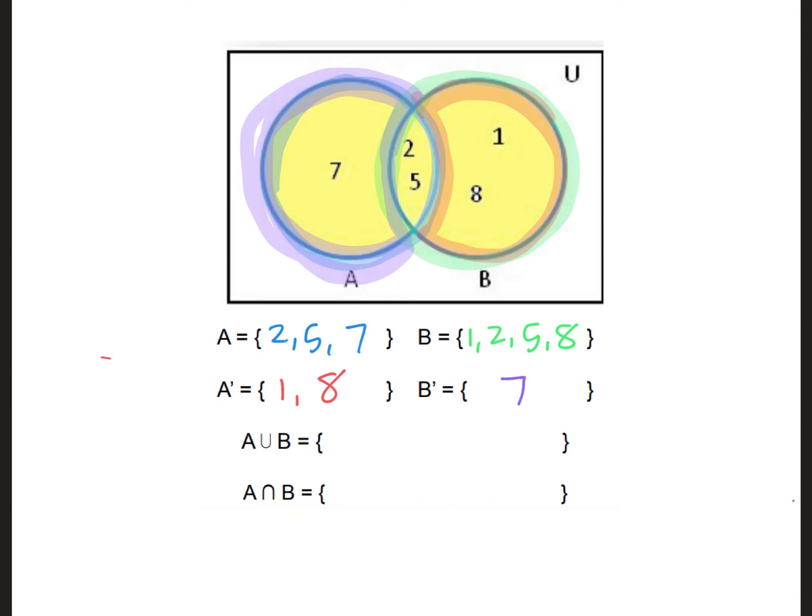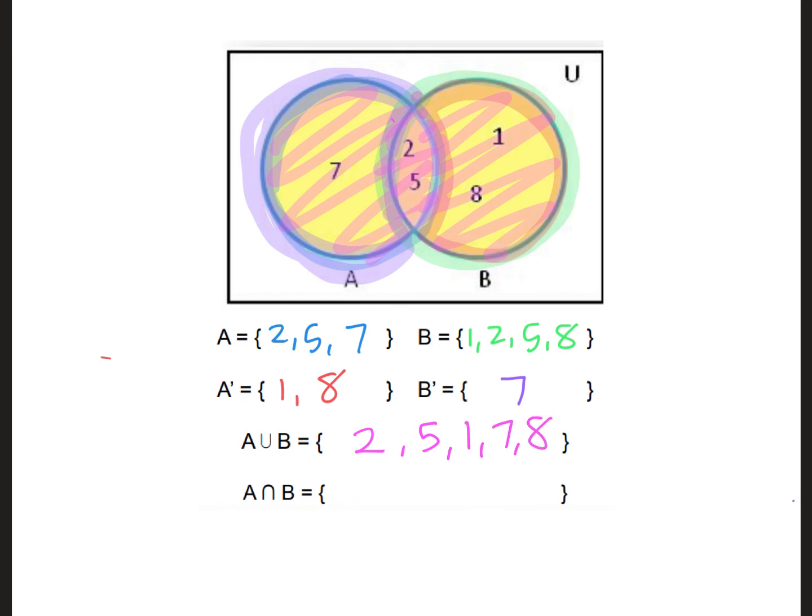Again, for A union B, it's everything that's in A and in B. I'm totally out of colors to highlight. Let's try this pink one. It's going to be this section here, 2 and 5. Oh, sorry. I totally just told you the wrong thing. I lied. 2 and 5 are in that, but A union B is the whole thing. Ooh, that's not a highlighter. It's 2, 5. It's also 1, 7, and 8. Again, you can put those numbers in order, smallest to largest, or just leave it like that.